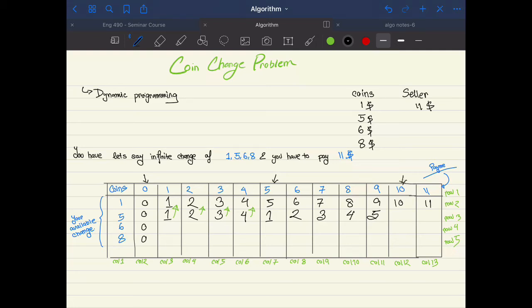Coming to this column, column 12, where the seller wants $10 from you. From this portion we can understand that we need 2 $5 coins, or we can give him 10 $1 coins. So let's look into the process that we talked about. We go 5 steps to the left. This is 1, so 1 plus 1, that would be 2. We put 2 here. And similarly for 11, we go 5 steps to the left and plus 1. In this situation, 2 plus 1, that would be 3.